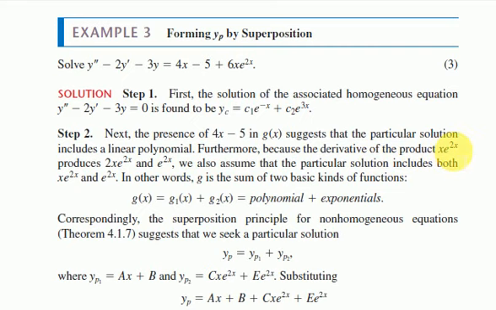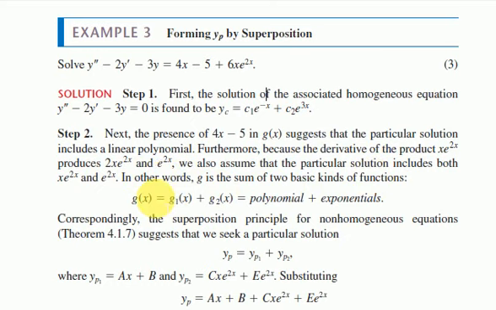raised to power 2x. This is an exponential function, and we know if we differentiate this one, it will give x e raised to power 2x, 2x e raised to power 2x, and e raised to power 2x. These three terms will be there when we differentiate the given g of x. So we assume that the particular solution includes both x e raised to power 2x and e raised to power 2x. In other words, g is the sum of two basic kinds of function.